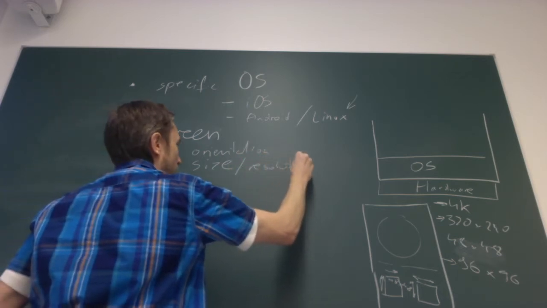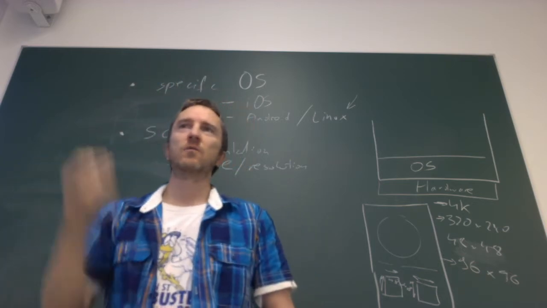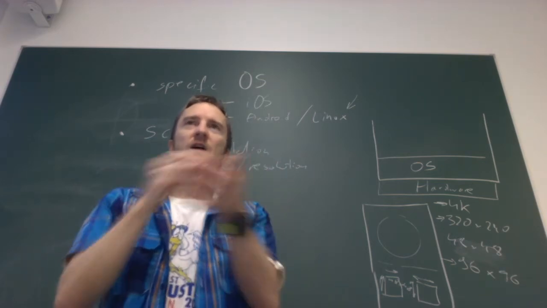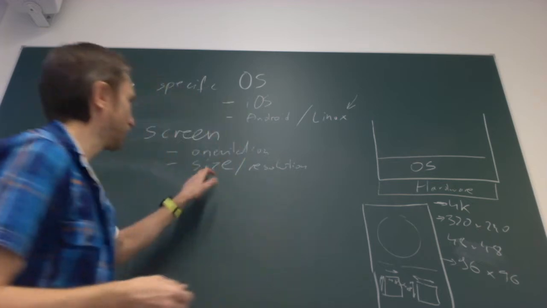Even though the resolution is excellent, we have 4K mobile phones now, we can pack a lot of pixels. Usability-wise, we have to think about how to work with the really small real estate that we have. So that's what the size is.